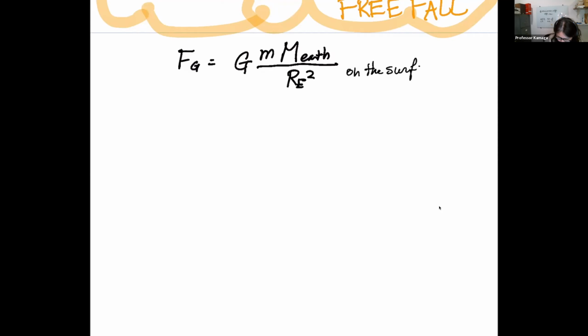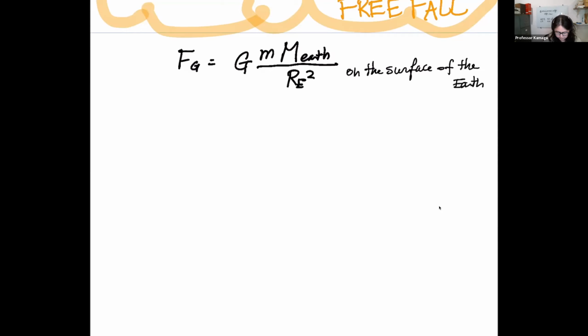We said the universal law of gravitation is Fg equals G, the universal gravitational constant, 6.67 times 10 to the minus 11, times m of the object, times the mass of the Earth, divided by the radius of the Earth squared. And this is only the case on the surface of the Earth.